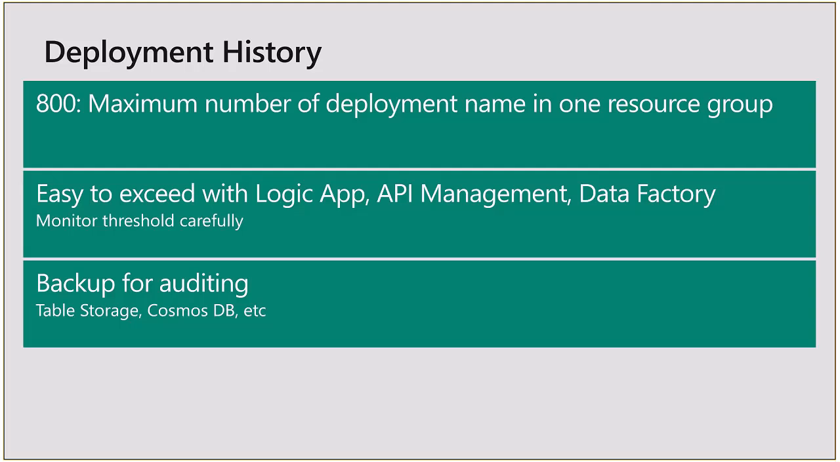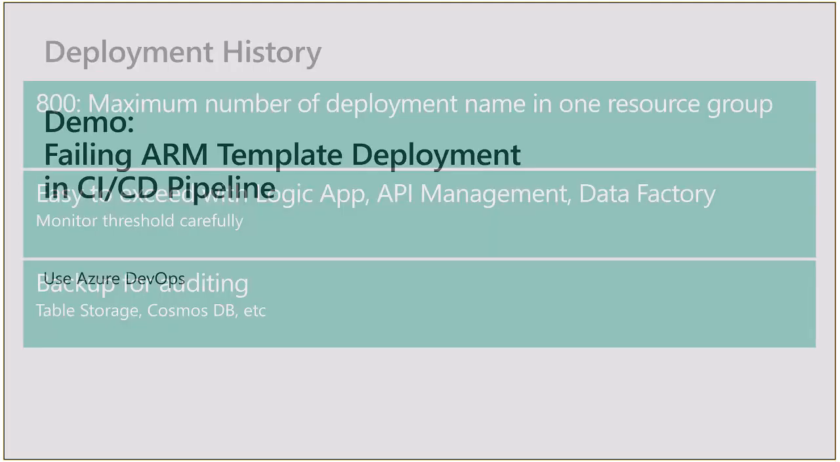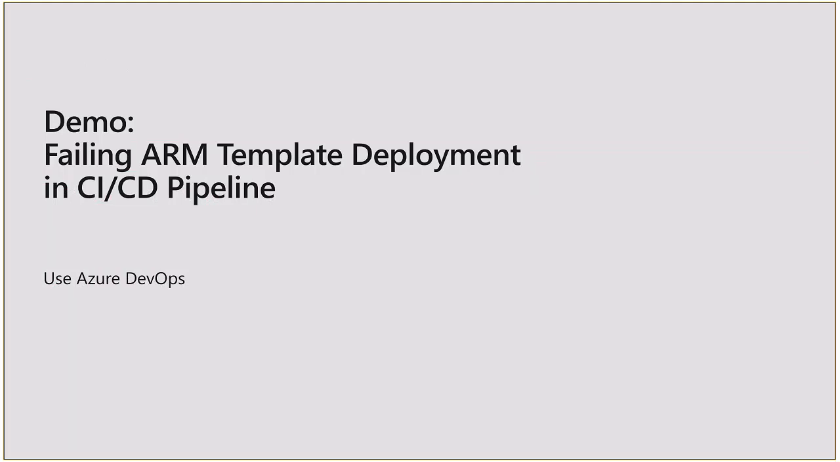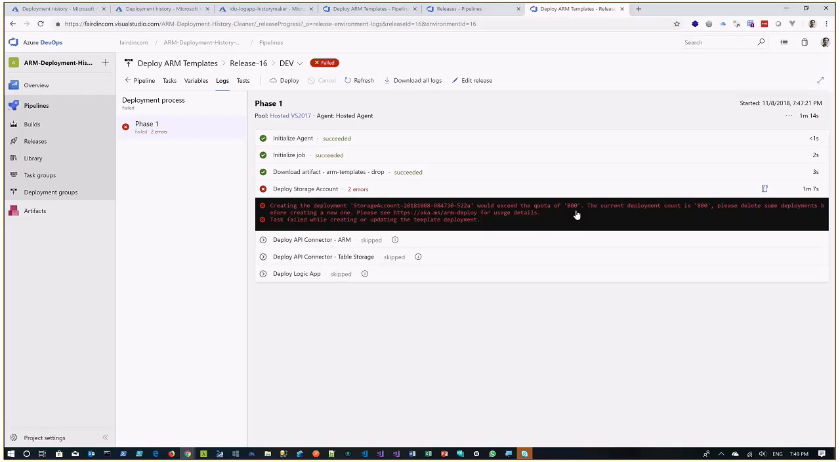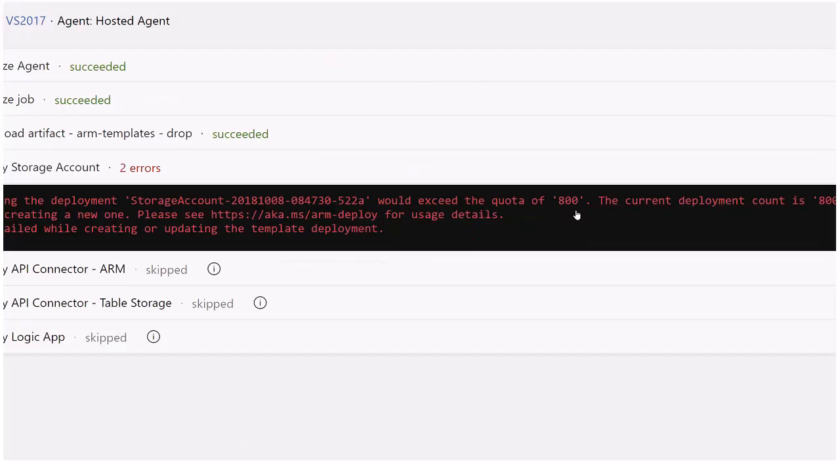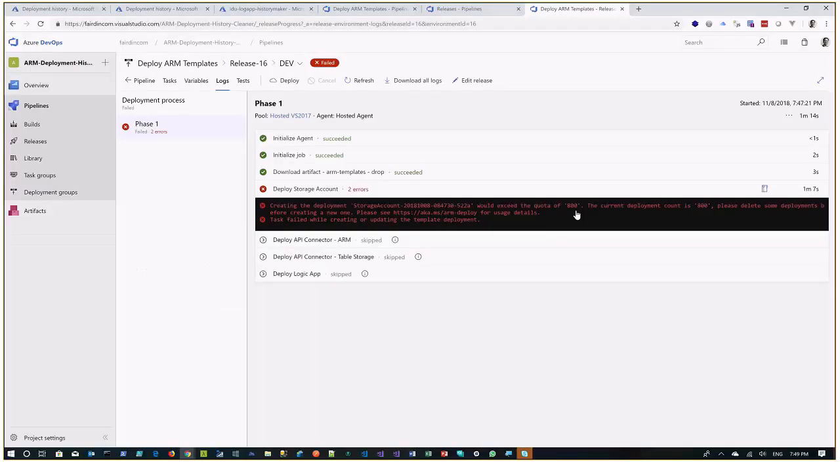So let's have a look at how the ARM template deployment fails. I just kicked off the ARM template deployment, and it failed because the error message says it exceeded the quota of 800. So it failed because the specific resource group already has 800 deployment histories. So we need to figure this out.